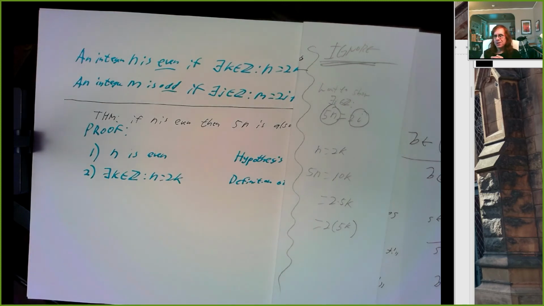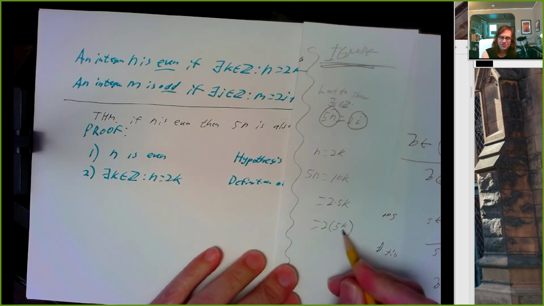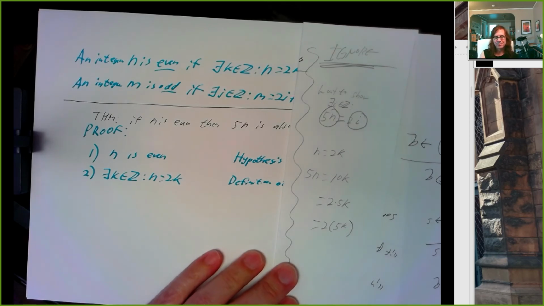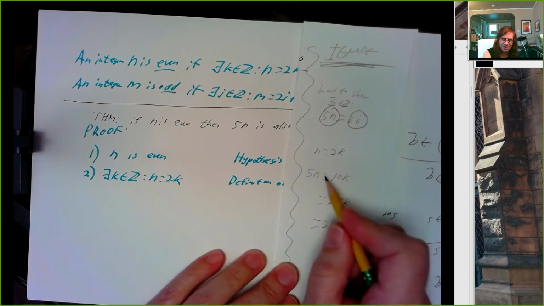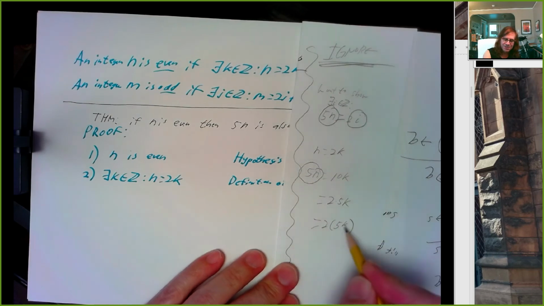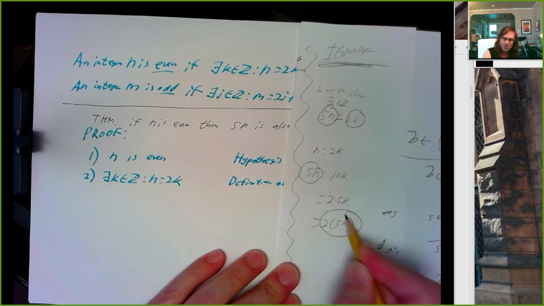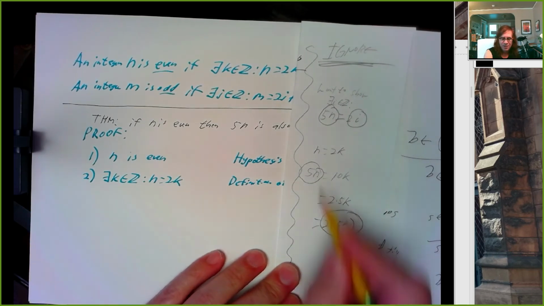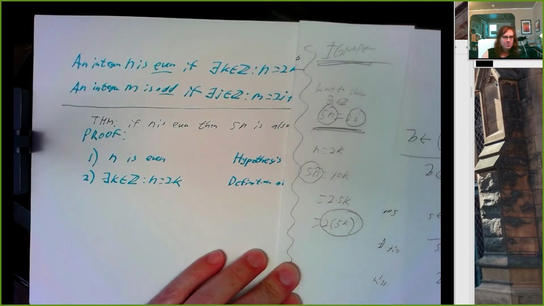I'm not going to require you to prove facts about integers, like adding 2 integers gives you an integer, or multiplying 2 integers gives you an integer. We'll take that as given. But what I've done here is I've shown that 5 times n can be written as 2 times an integer. And that's what I'm trying to do.